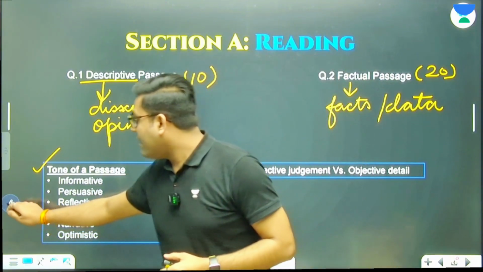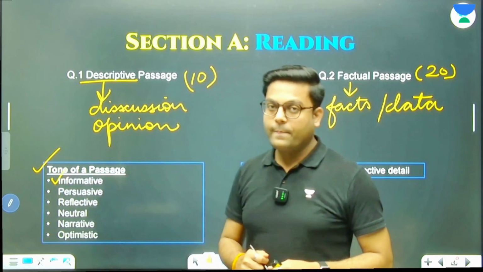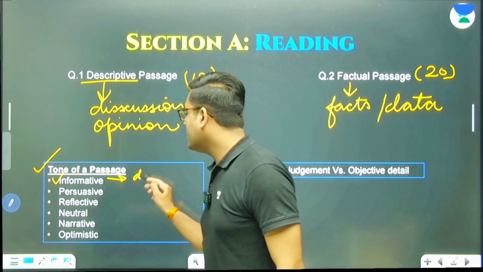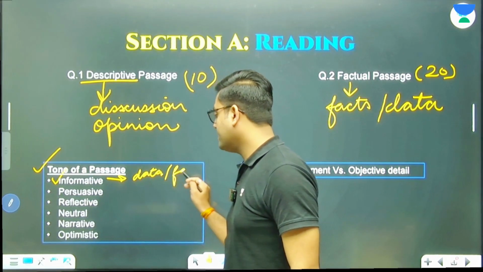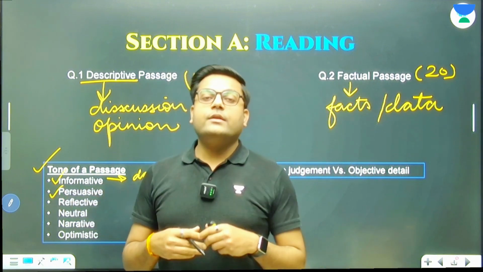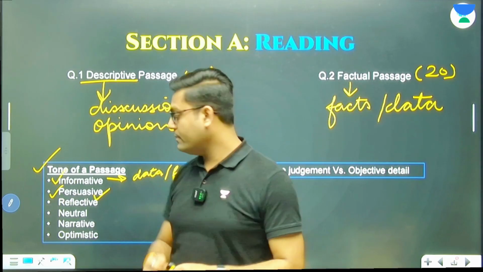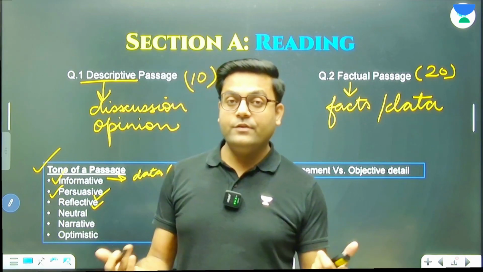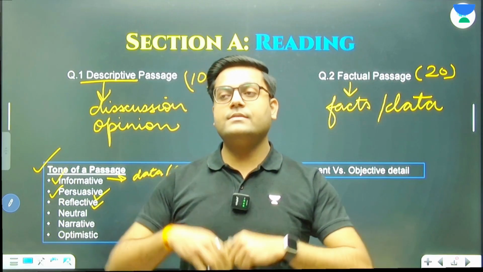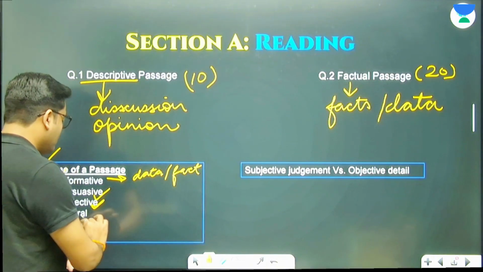So for them, we have different tones that a passage may convey, such as informative tone. What is informative tone? When we talk about informative tone, it is going to talk about data or a fact. The second one, persuasive. If the passage is trying to convince you about some particular topic, then it is going to be your persuasive tone. The next one is reflective tone. If you realize something by reading a paragraph or there is a self-realization involved, then it is going to be your reflective tone.